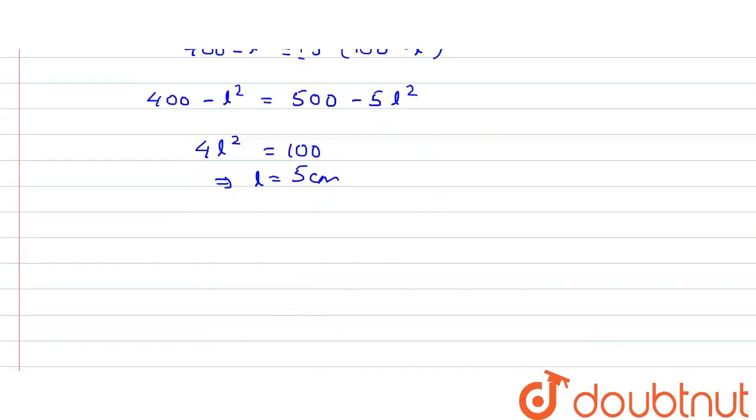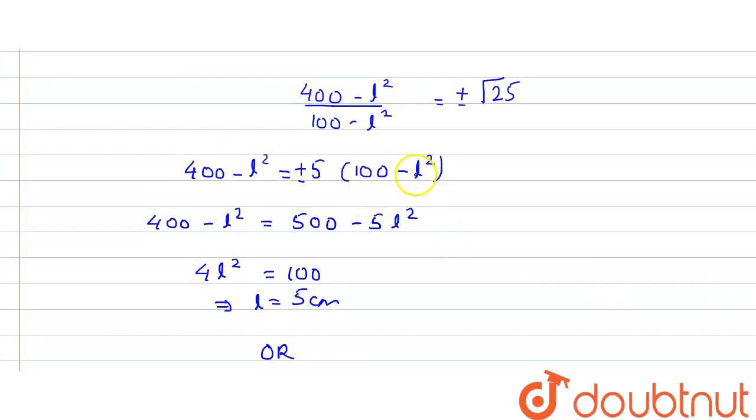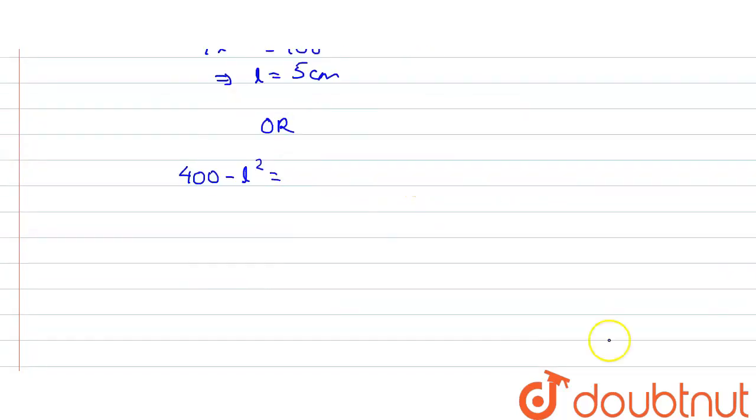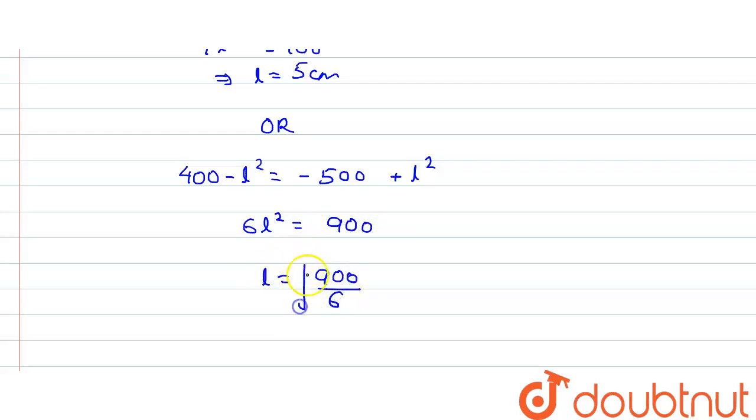Now, otherwise, if we take the negative sign, then 400 minus L square would be negative 500 plus L square. So we write minus 500 plus L square, or we can say that 6L square would be equal to 900. Then we can say that L would be equal to square root of 900 divided by 6. So this value would be somewhere around 12.47 centimeter.